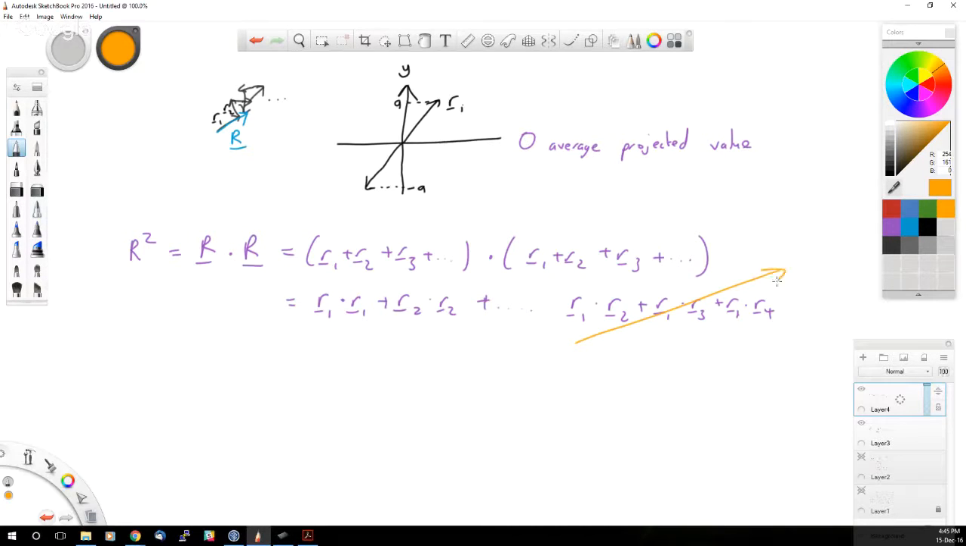So all this goes to 0, and you're just left with the terms where you have the dot product between a vector and itself. And there are capital N of these. So we get capital N times the length of one of those vectors squared. So we have capital R squared equals capital N times lowercase r squared. And that gives us R equals square root of N times lowercase r, as expected.